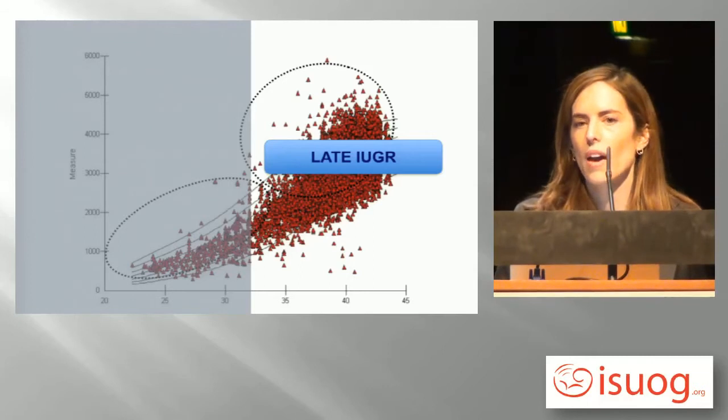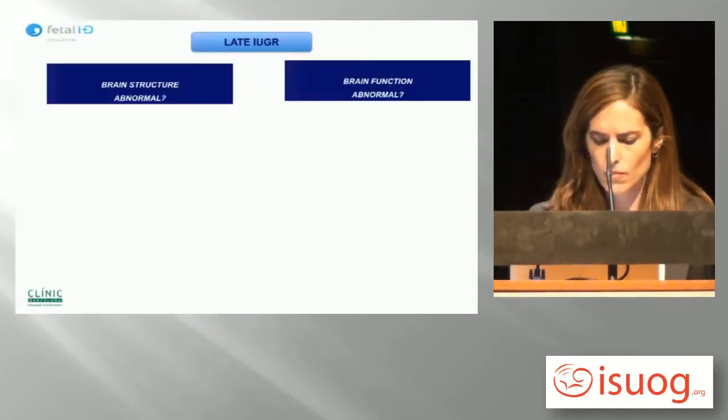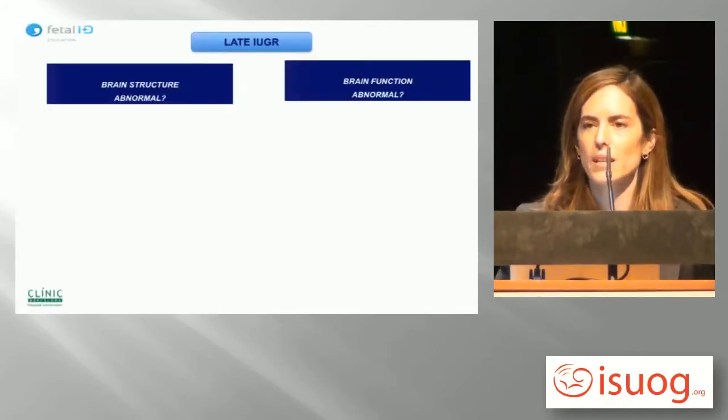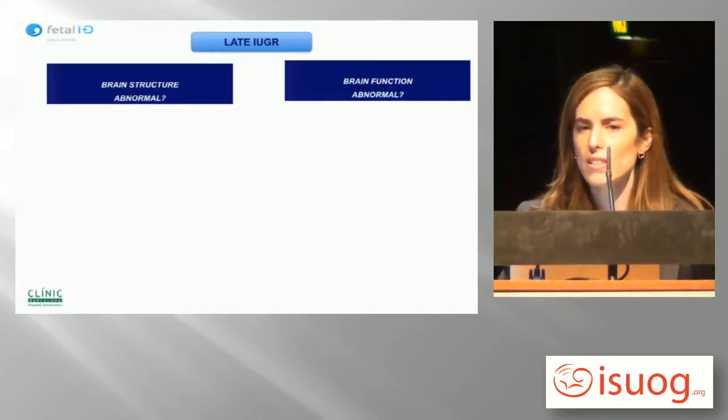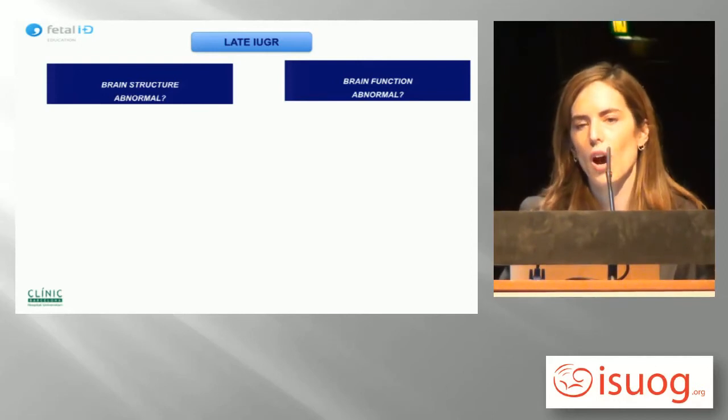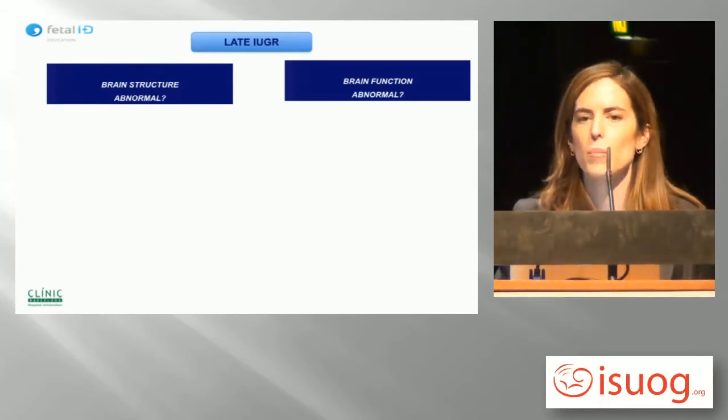So this is why we actually took this group to make all these fetal MRI studies, and also because there was a scarcity in the literature about this clinical subgroup. So in order to actually bring information about SGAs or late IUGR babies, we can structure our information trying to answer these two questions. And I invite you all to actually wonder about these questions in your head.